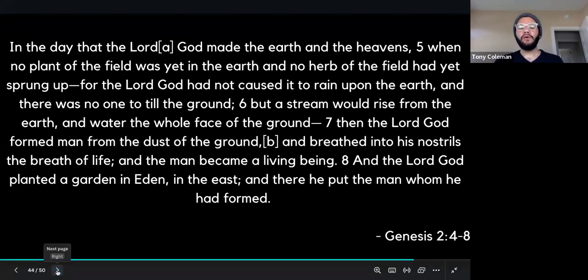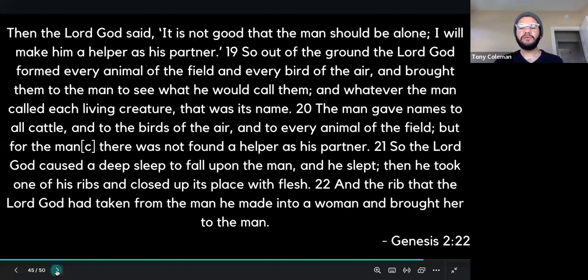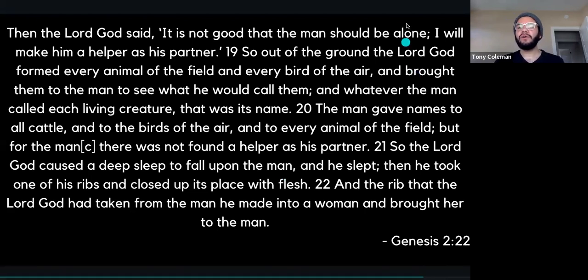Okay, so we go from that moment in Genesis 2, reading on down to 22. Then the Lord God said, "It is not good that the man should be alone. I will make him a helper as his partner." So out of the ground, the Lord God formed every animal of the field and every bird of the air and brought them to the man to see what he would call them. And whatever the man called each living creature, that was its name. The man gave names to all cattle and to the birds of the air and to every animal of the field. But for the man, there was not found a helper as his partner. So the Lord God caused a deep sleep to fall upon the man, and he slept. Then he took one of the man's ribs and closed up its place with flesh. And the rib that the Lord God had taken from the man, he made into a woman and brought her to the man.